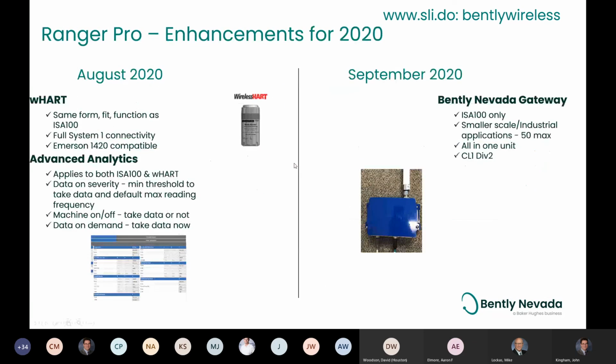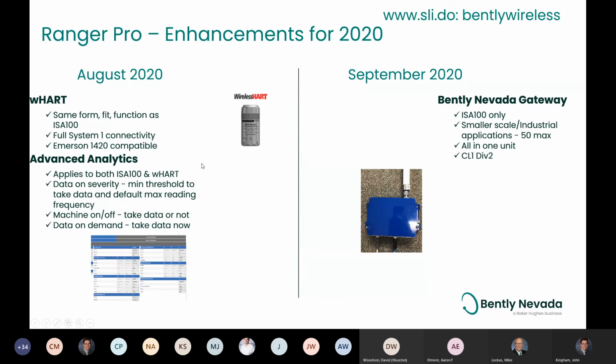Okay. Now let's talk a little bit about enhancements, because this is a product that we are currently investing in, and we're making improvements to. So in August, we talked about having the wireless HART capabilities coming out. It's going to have the same form, fit, and function as the ISA 100 system. It will only be coming with tri-axial accelerometers. We found that in the ISA 100 world, there's only a $100 difference between the single axis and the tri-axis, and virtually nobody was buying the single axis. So we decided just to make wireless HART tri-axial. Even though it's going to be communicating through an Emerson device, a gateway, we will have full System 1 connectivity. And again, it will be compatible with 1410 and 1420.